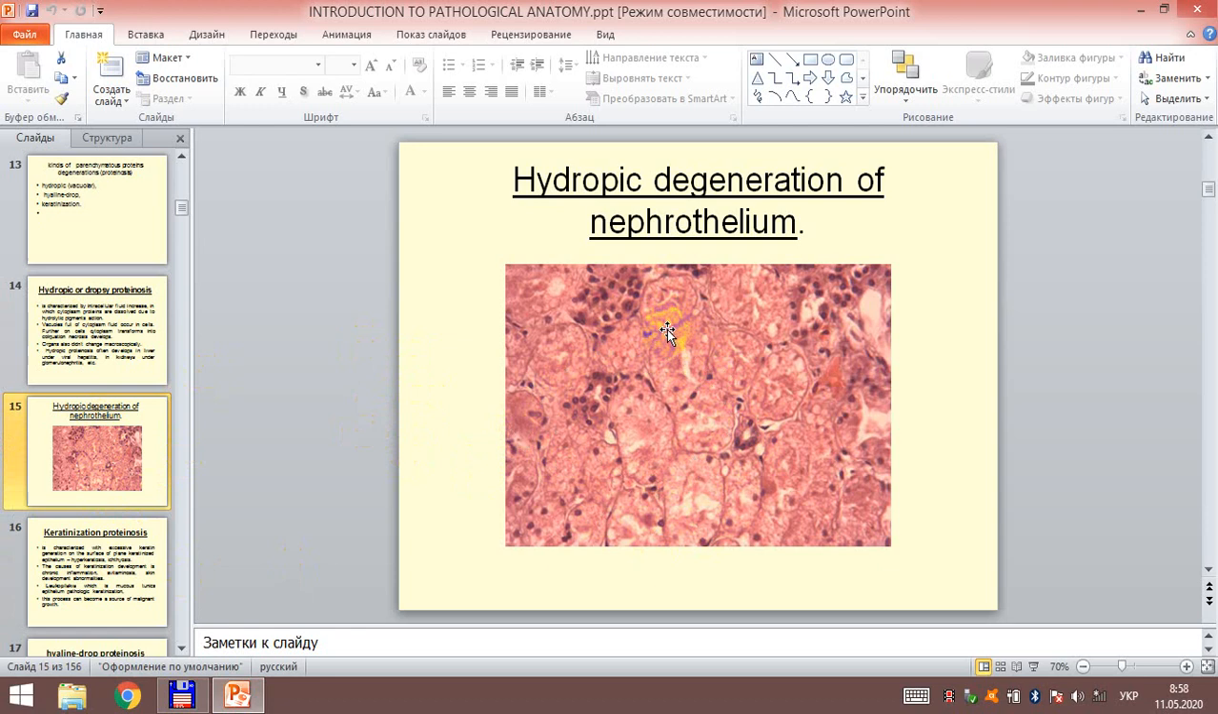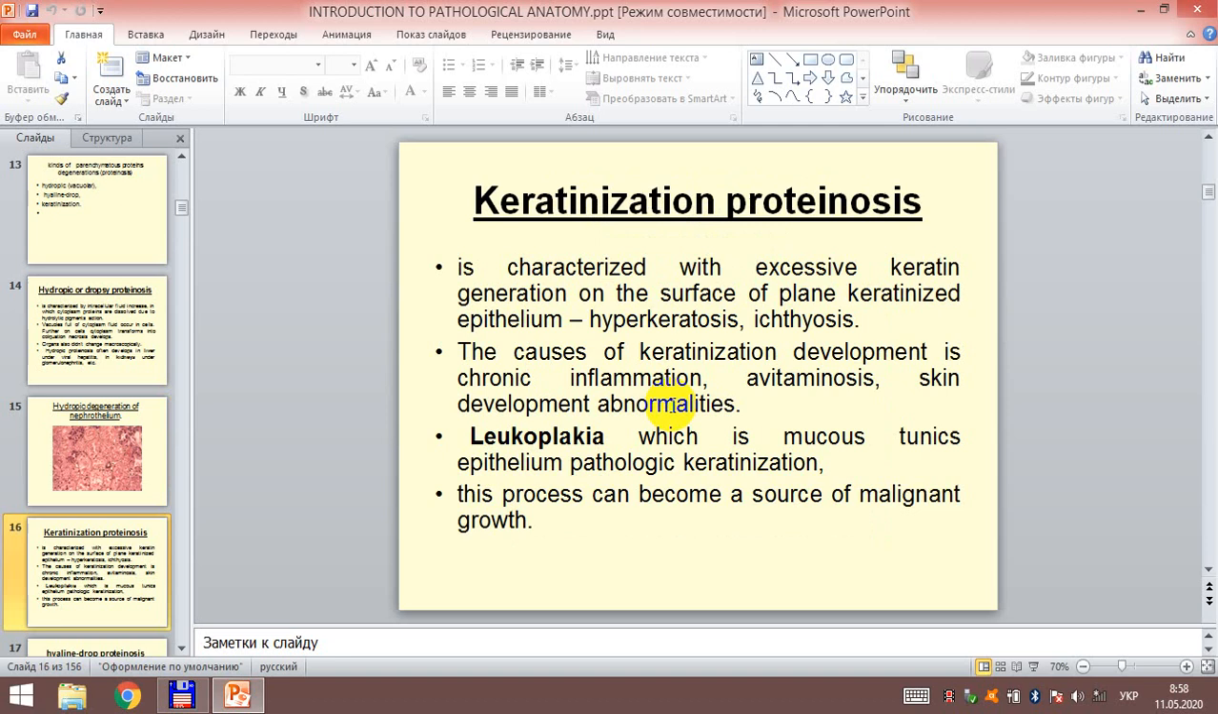Keratinization proteinosis is characterized by excessive keratin generation on the surface of squamous keratinous epithelium, for example hyperkeratosis, ichthyosis. The causes of keratinization development are chronic inflammation, avitaminosis, skin development abnormalities, as for example ichthyosis. Leukoplakia is pathologic keratinization of mucous tunic epithelium. This process can be a source of malignant growth. Also, leukoplakia is a pretumor process, and must be remembered.